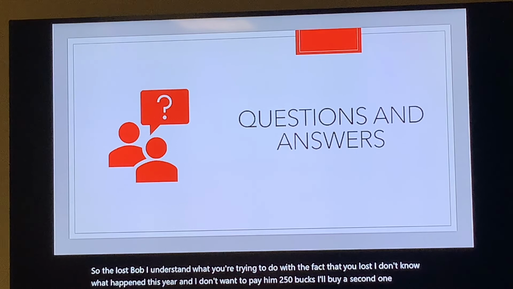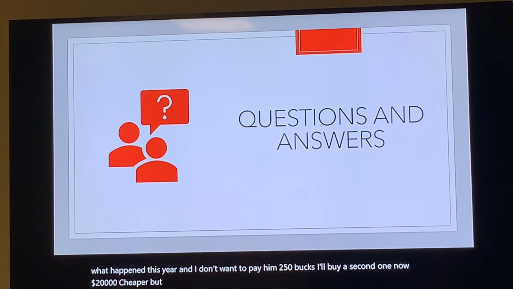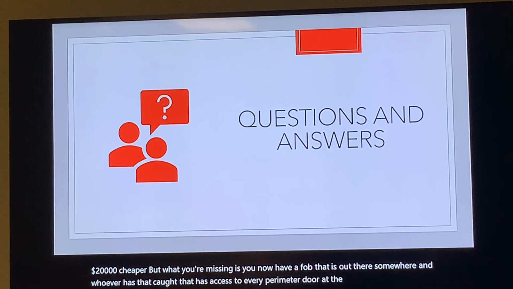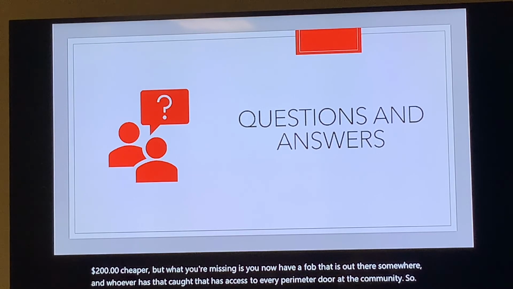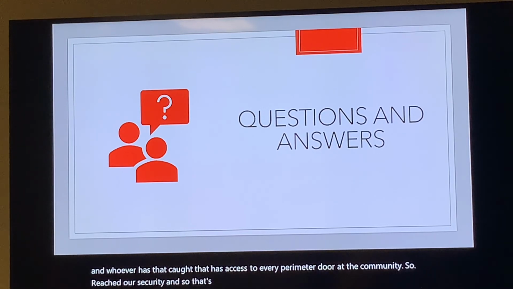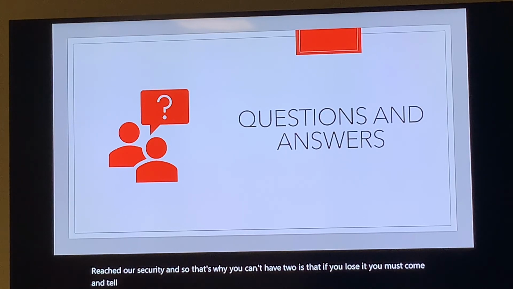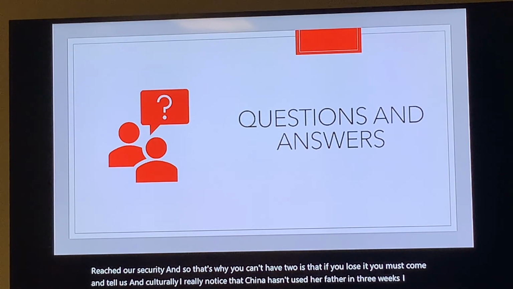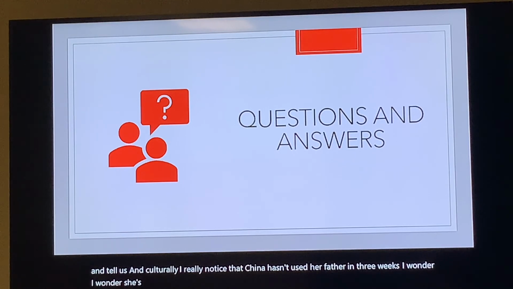It's $200 cheaper. But what you're missing is you now have a fob that is out there somewhere. And whoever has that fob now has access to every perimeter door at the community. So you've breached our security. And so that's why you can't have two, is if you lose it, you must come and tell us. And eventually, I'm going to notice that Tina hasn't used her fob in 3 weeks. I wonder if she's okay. We're going to come knock on the door.